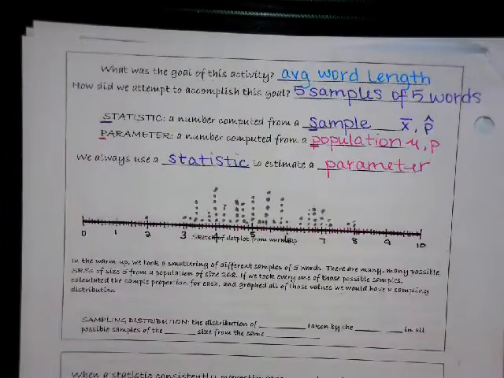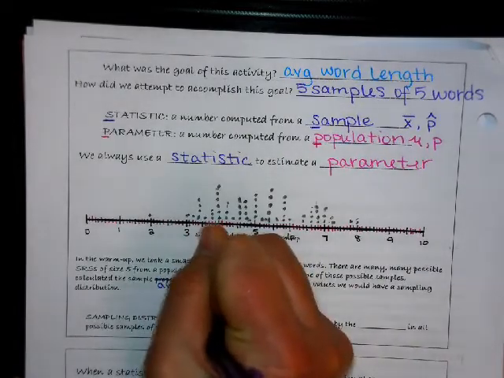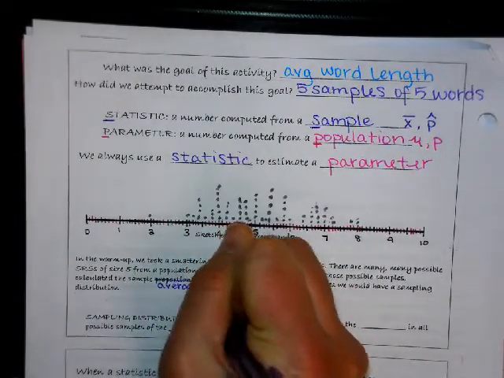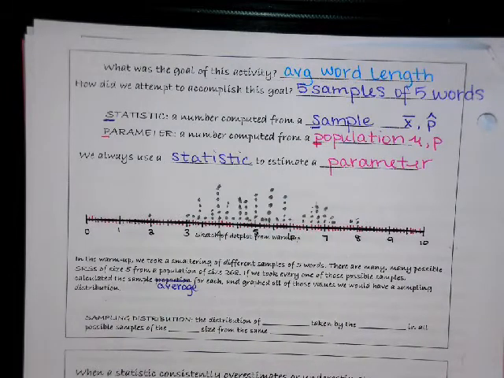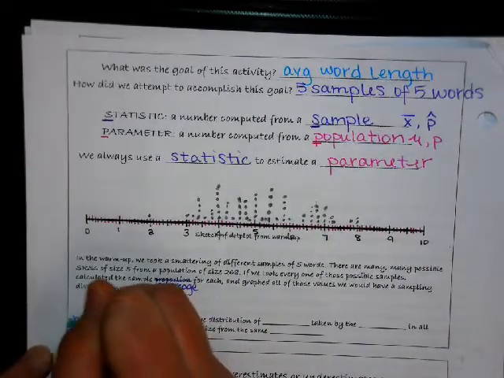In the warm-up, we took a smattering of different samples of 5 words. There are many, many possible SRSs of size 5 from a population of size 268. If we took every one of those possible samples, calculated the sample proportion for each. Sorry, hold on. I should have said average there. Calculated the sample average for each and graphed all those values, we would have a sampling distribution. Thank you, sir.